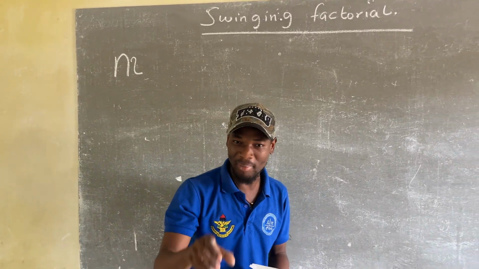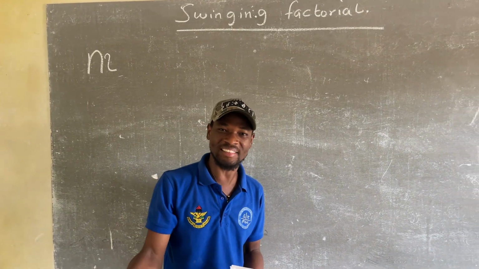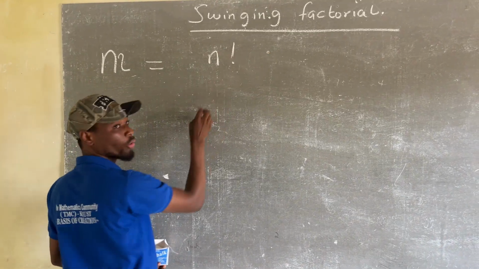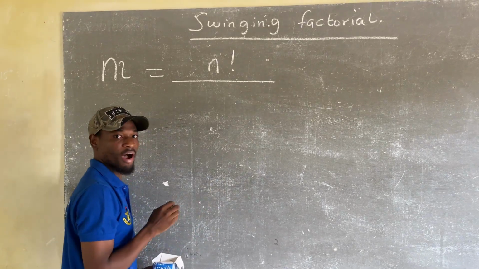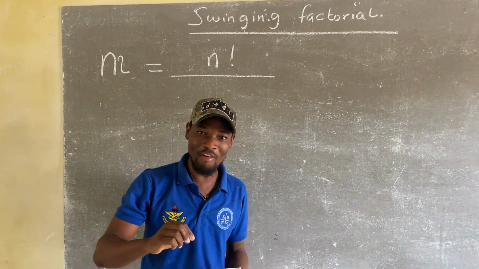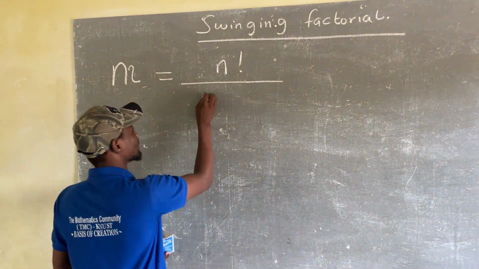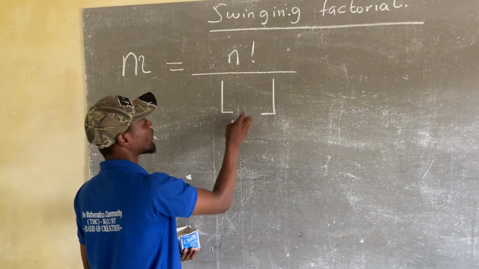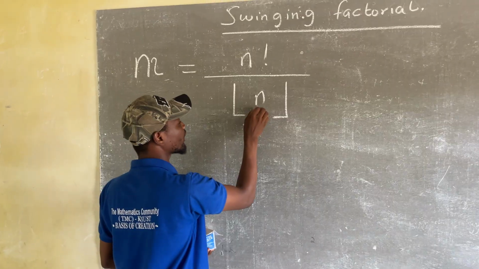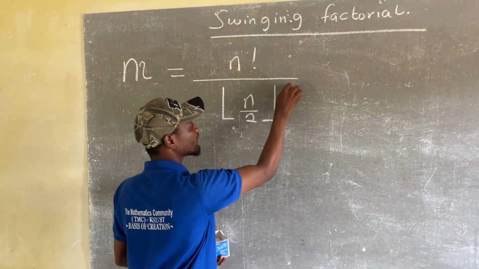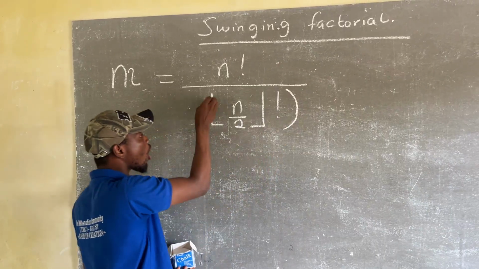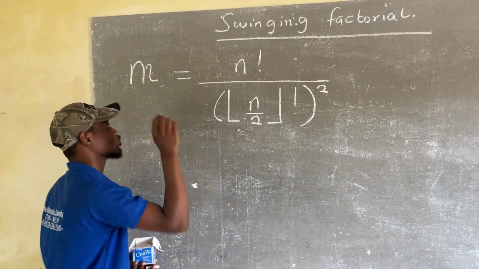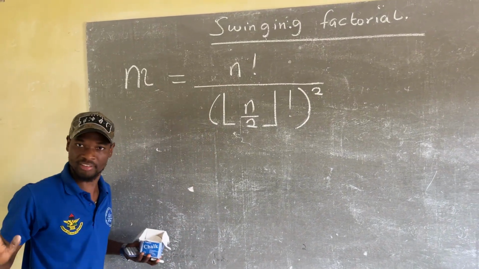Now, mathematically, swinging factorial is defined as the ratio of n factorial over the floor of n over 2, factorial, all squared. As simple as that. So mathematically, swinging factorial of n equals this.